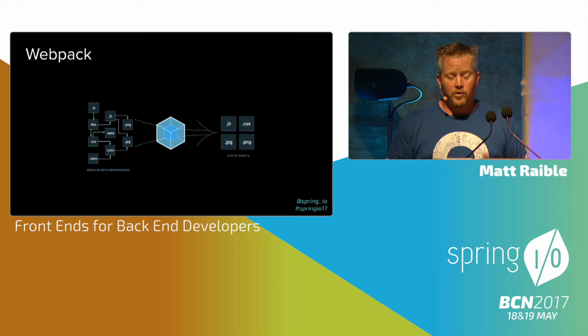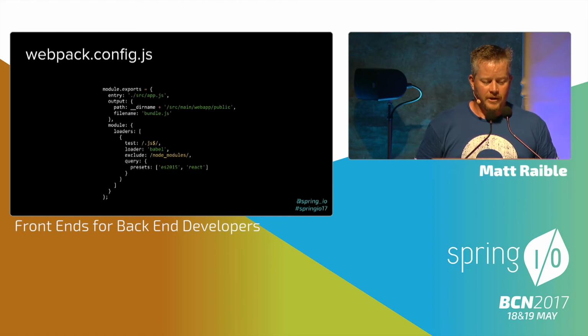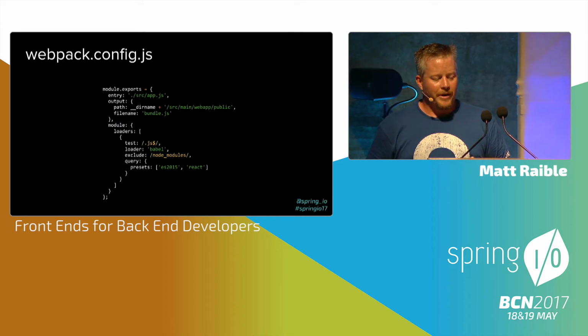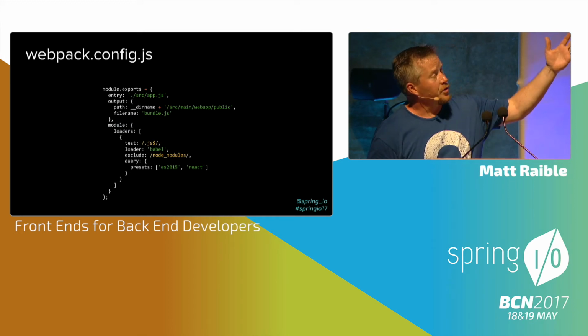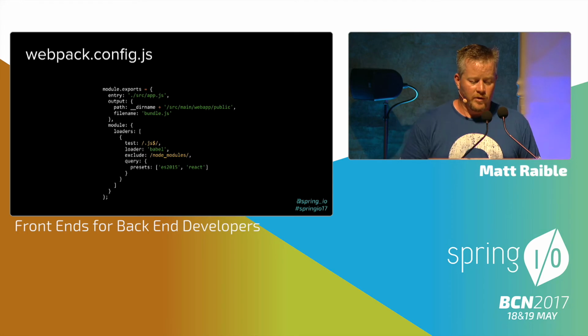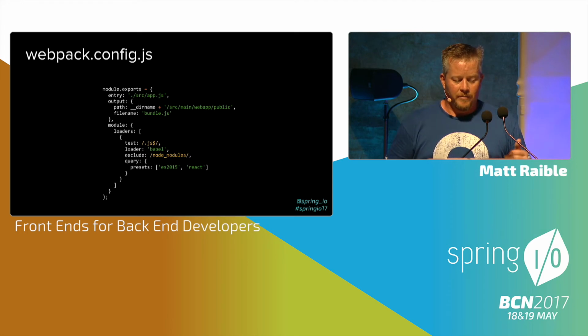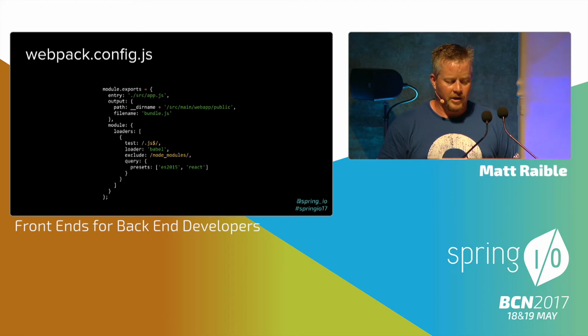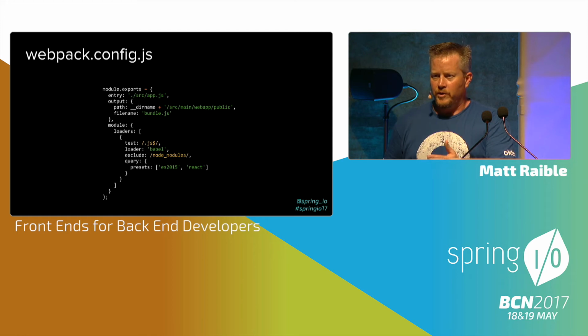It's also incredibly configurable, and it has 4 main concepts: entry, output, loaders, and plugins. So if you look at a typical Webpack config file, it has an entry point that says, hey, here's where I want everything to start from, an output, here's where I want everything to end up, and here's some module loaders. So this is an example of using Babel to take ES6 and output ES5.